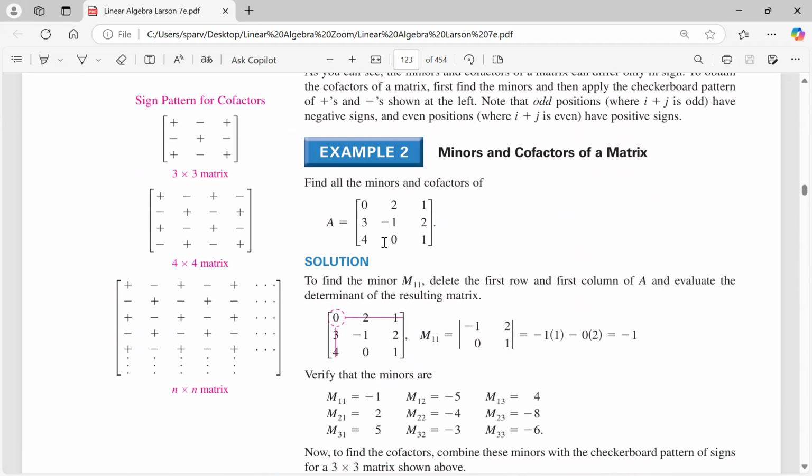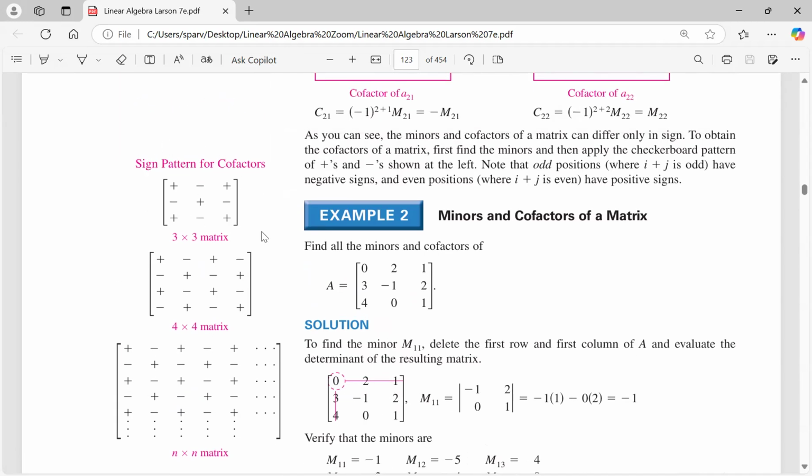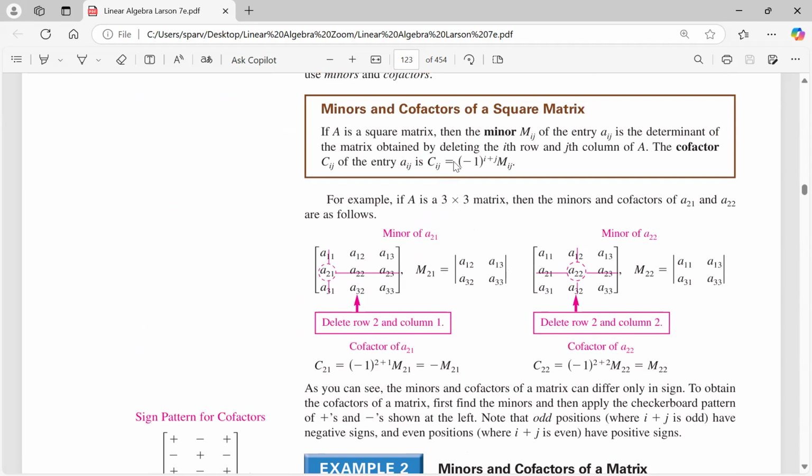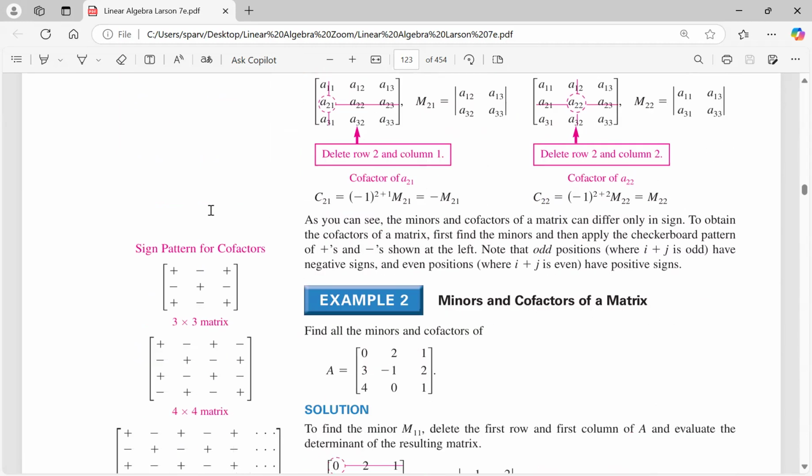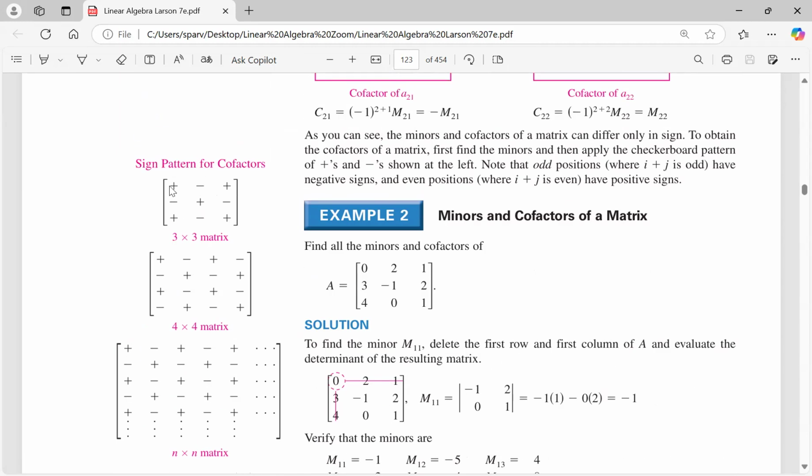Now, what he's doing on the left side, he's showing you the sign pattern, just the sign. That's the -1 to the i plus j part. He's showing it to you for these different square matrices. The sign pattern is an alternative to this formula. Personally, I don't mind the formula myself, but a lot of people go with the sign pattern that you see.